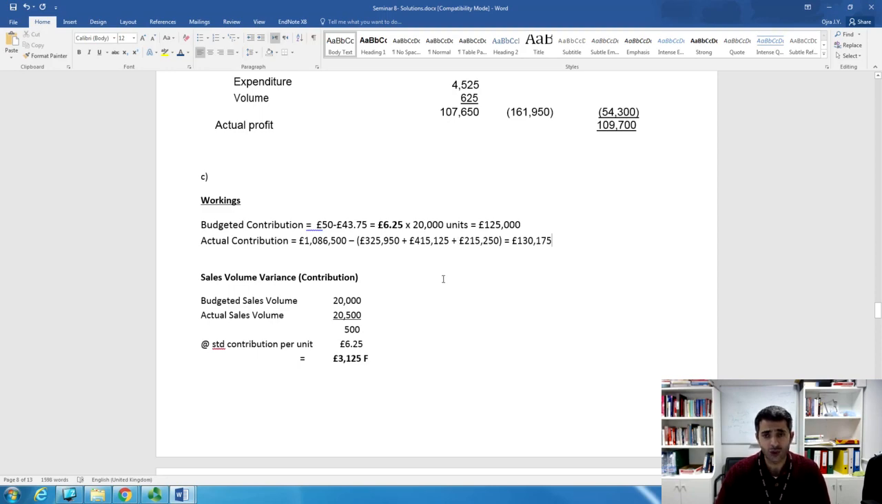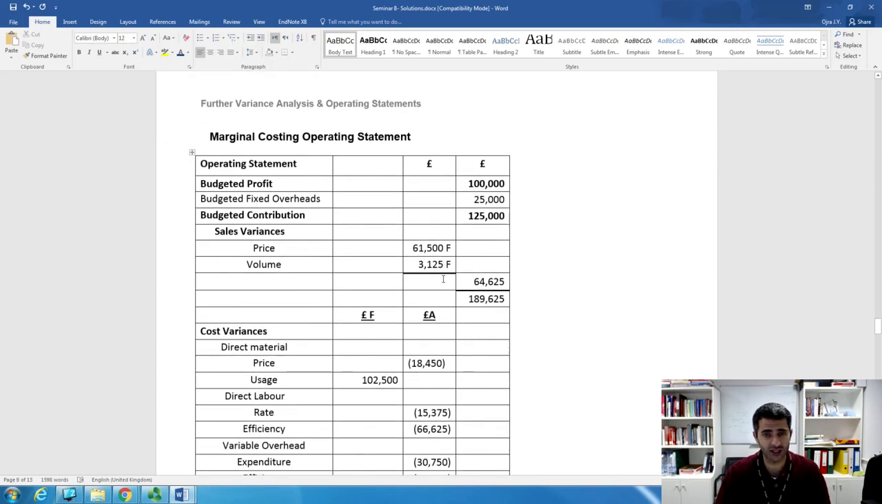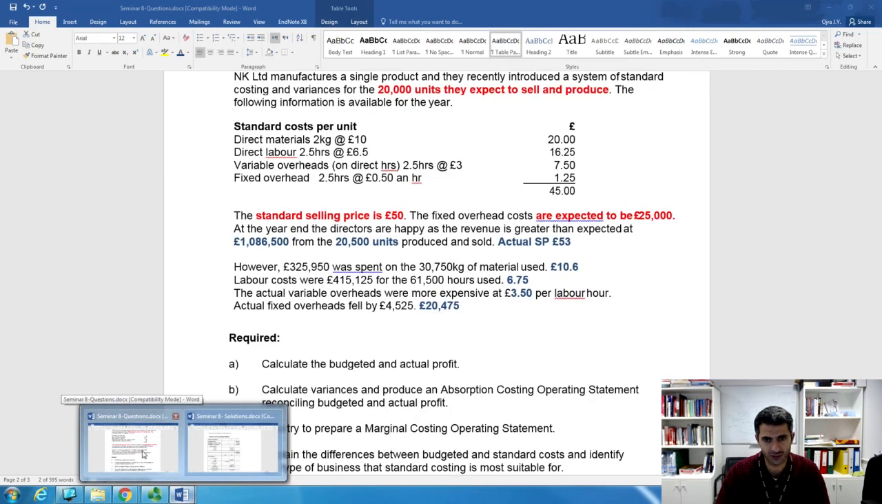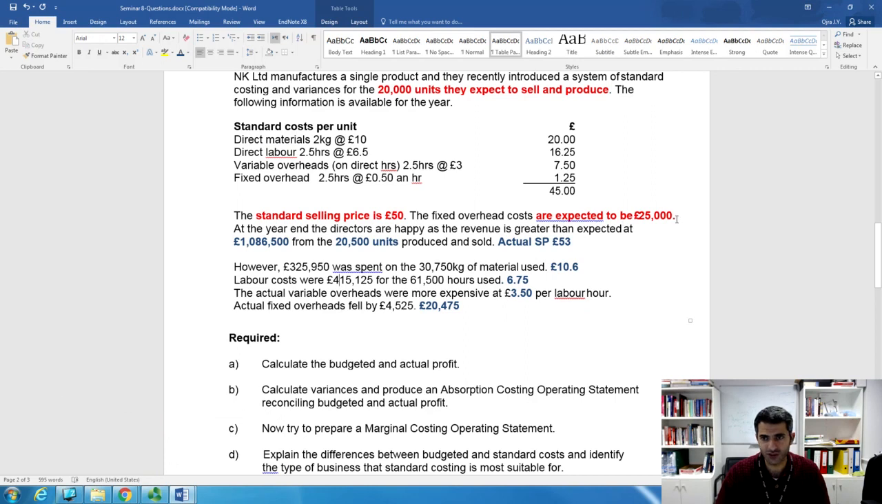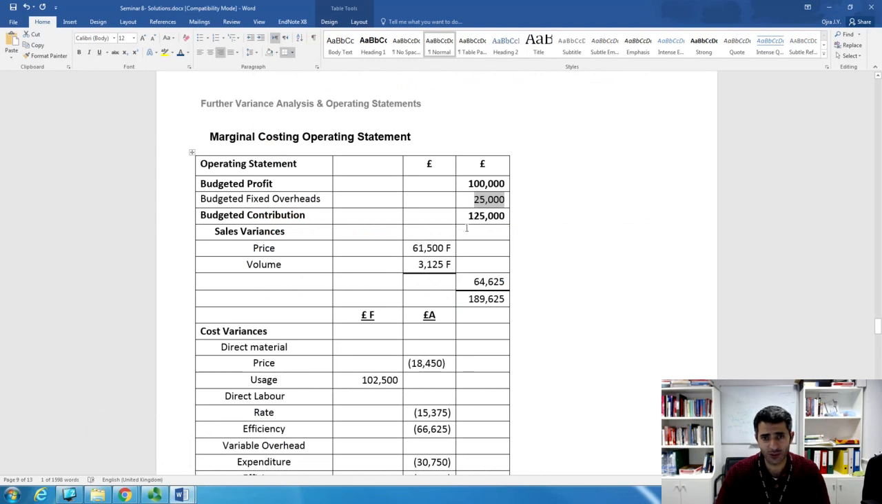So when it comes to the operating statement, it's 90% the same, but the trick here is that when it comes to budgeted profit, you need to add the budgeted fixed overhead. The budgeted fixed overhead is 25,000 according to the question. If I wasn't wrong, let me check. Yeah, 25,000. You need to add it, so the budgeted contribution is 125,000. And then you do the sales variance as normal, which we've done, everything the same.